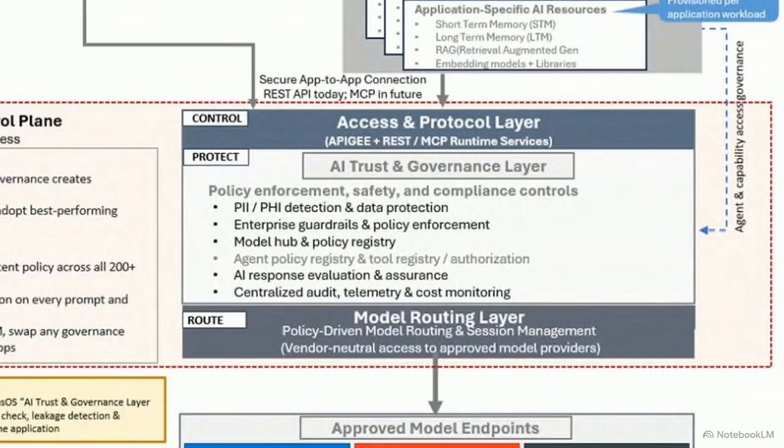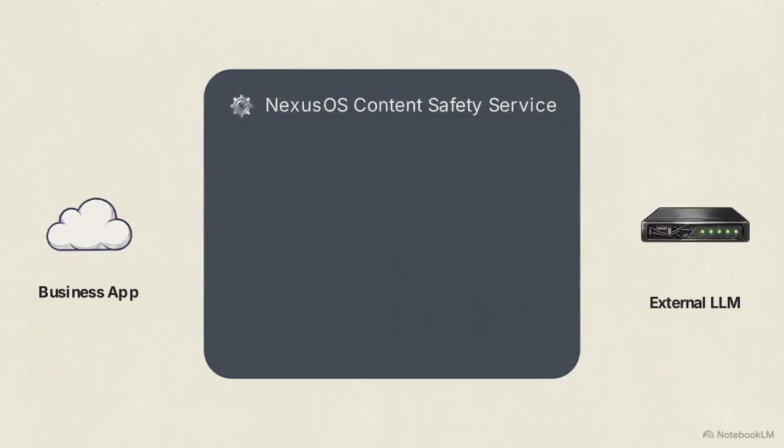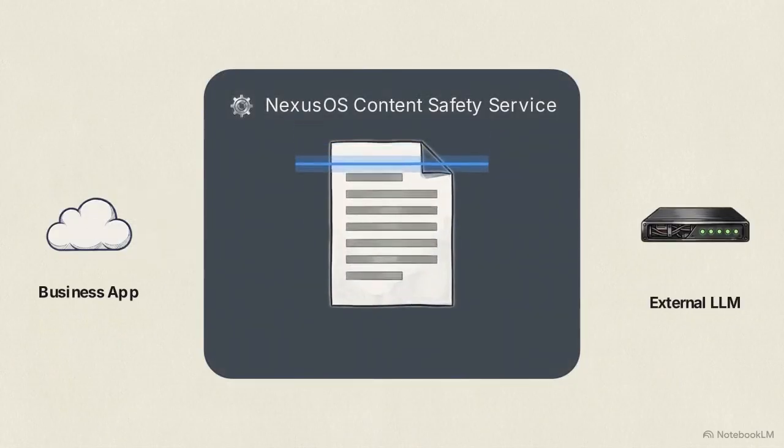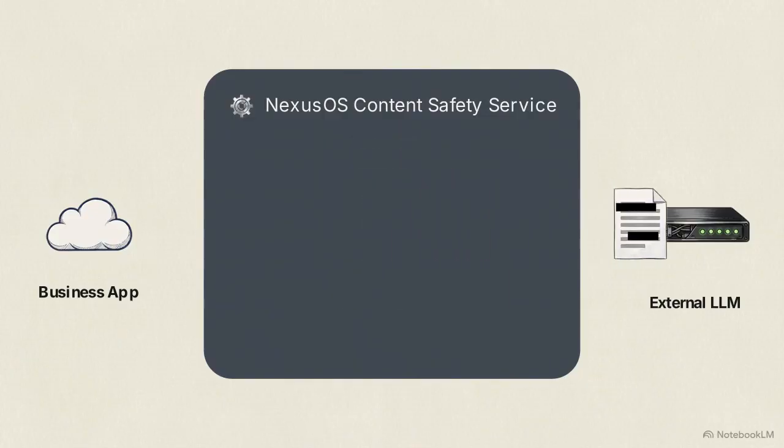Once authenticated at the gateway, the API request payload moves deeper into the control plane, arriving at the AI trust and governance layer. The primary enforcement mechanism operating within this boundary is the NexusOS Content Safety Service. This service automatically scans every inbound prompt, evaluating the text specifically for protected health information and personally identifiable information. If sensitive data is detected, the payload is actively redacted and scrubbed before the request is allowed to proceed further.